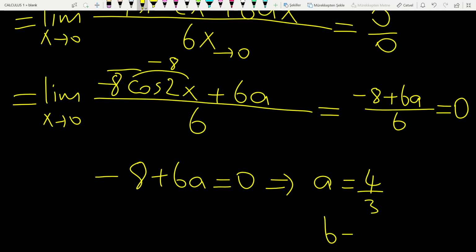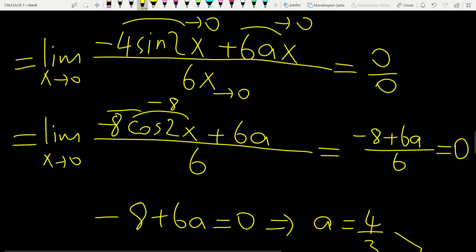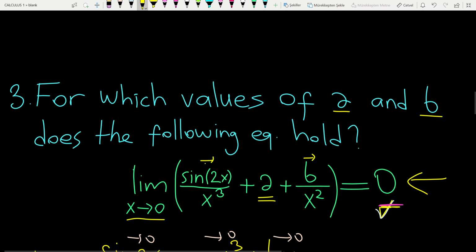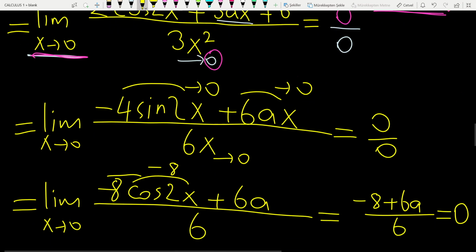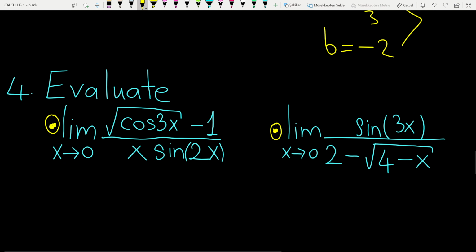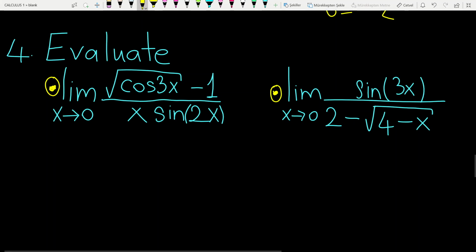And we found b. b is minus 2. So what's the meaning of this? If a is 4 over 3 and b is minus 2, then this limit expression will be 0. Okay? It's not so easy a question. I agree with you. Let's continue. We have two nice limit questions.